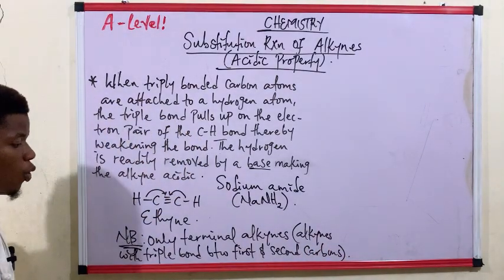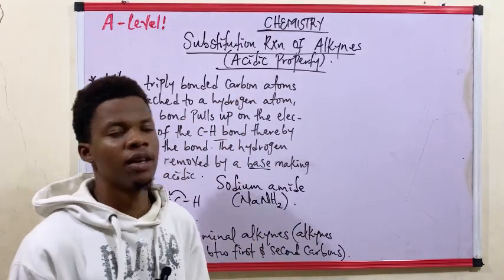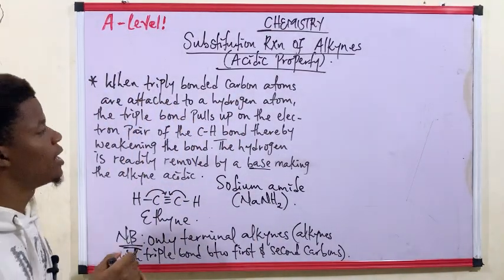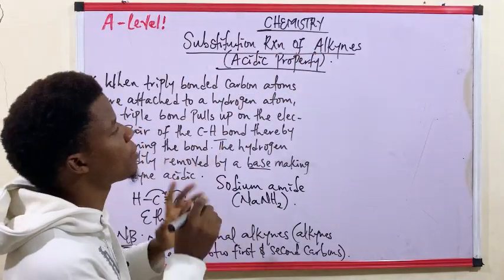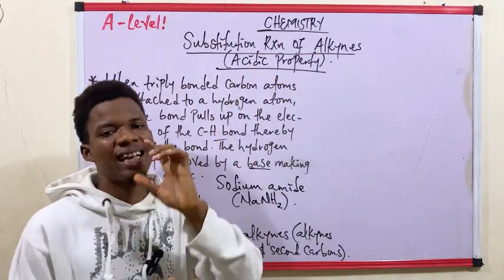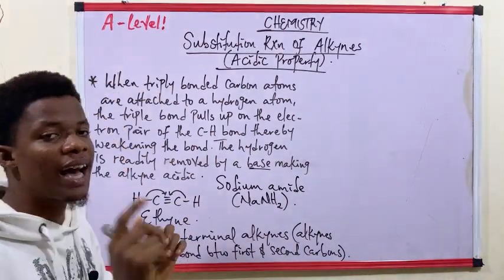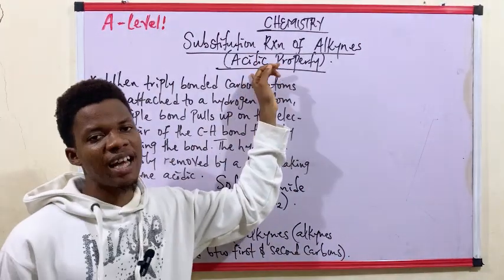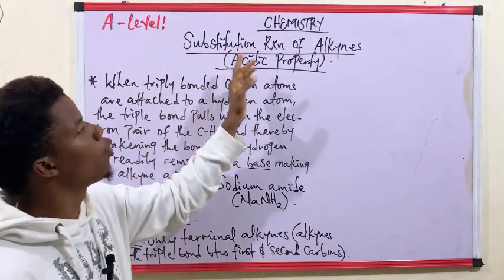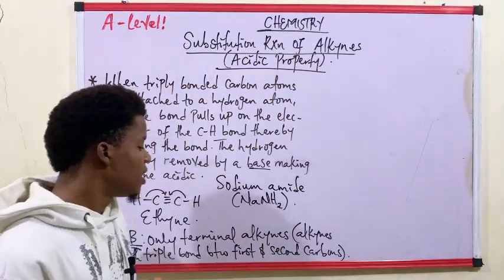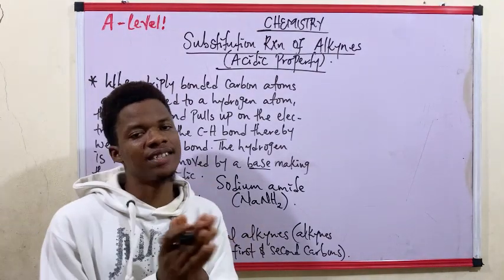So please take note, only terminal alkynes can undergo the substitution reaction of the alkynes. So only a terminal alkyne can undergo what? This substitution reaction of alkyne, or only a terminal alkyne can have this acidic property. Alright, so only terminal alkynes have this acidic property, or you can also say only terminal alkynes can undergo substitution reaction of alkynes. Now terminal alkynes have the triple bond between the first and second carbon.